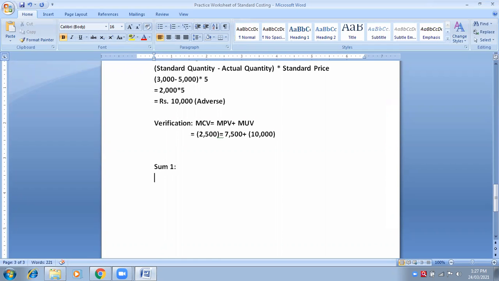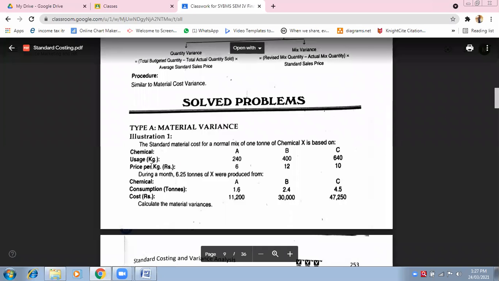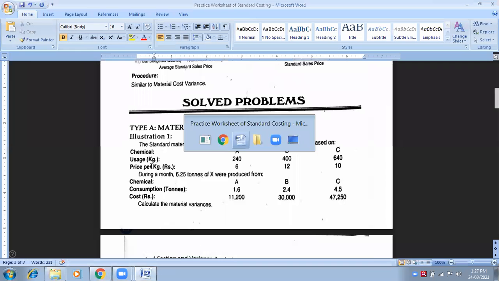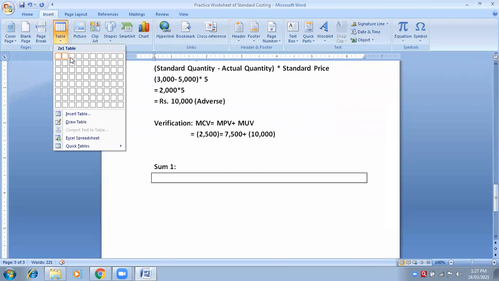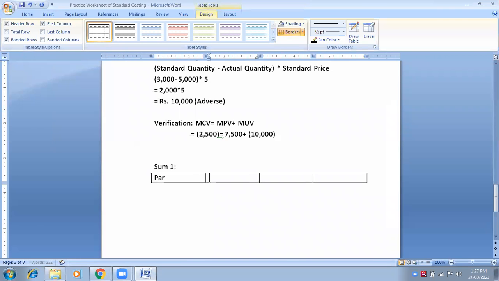4 things. We need 4 things, but there are 3 materials: chemical A, chemical B, and chemical C. So we will have to make a table so that we can complete it easily. This is particulars, chemical A, chemical B, chemical C. How many things do we require for each one of them?